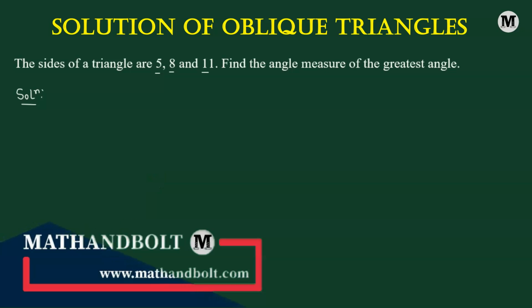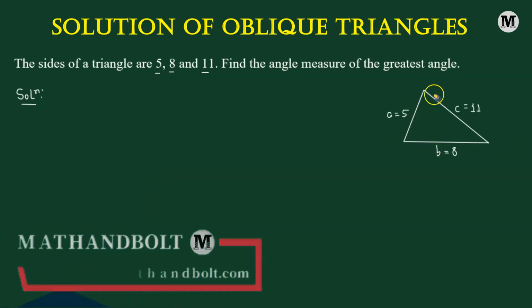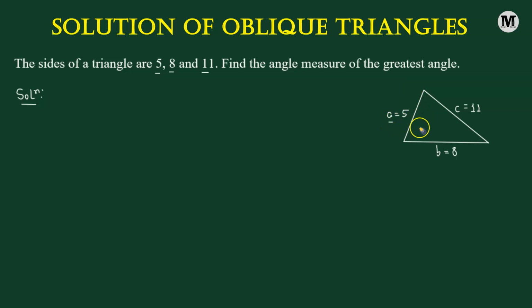Let's try to sketch the triangle. So here I have considered an oblique triangle with the sides denoted by the letters a, b and c in lowercase. a is measured at 5 units, b has a measure of 8 units and c has a measure of 11 units. Now the angle which is opposite to the side a, we're going to represent by the letter A in uppercase. Then for the side denoted by b, the angle opposite to it is going to be denoted by B in uppercase, and the remaining vertex is going to be denoted by C in uppercase. So that gives us the triangle ABC.